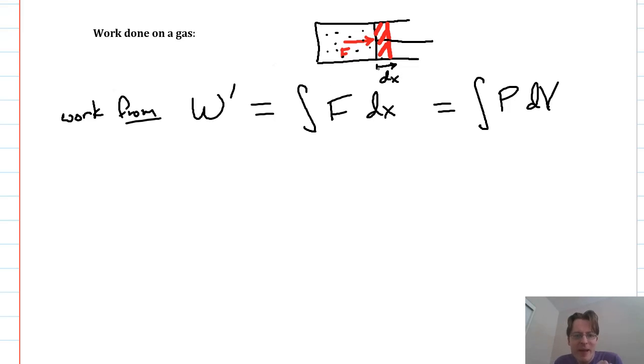In my picture, I imagine the dx was to the right. Of course, you can also turn the gears backwards and you can compress the gas. In that case, dx is negative and dV is negative. It's losing volume in that case. So W prime can be a positive number if the gas expands, and it can be a negative number if the gas is being compressed.